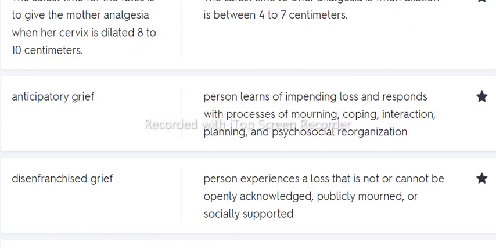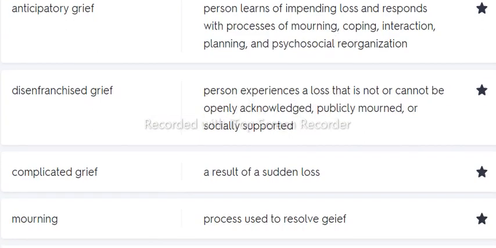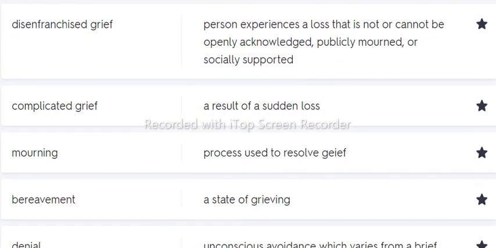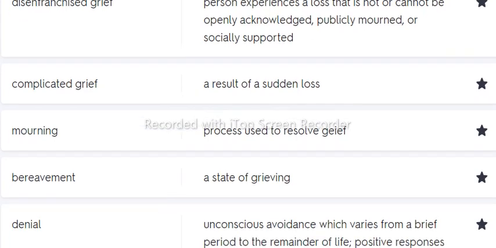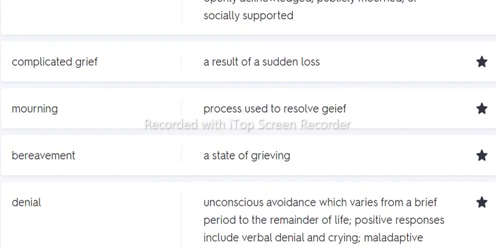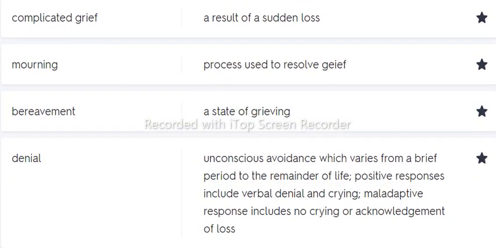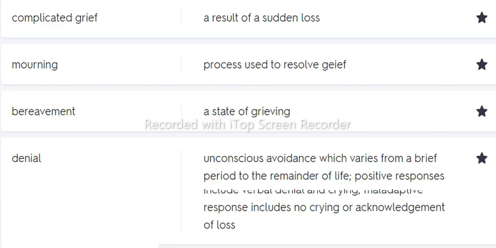Anticipatory grief: person learns of impending loss and responds with processes of mourning, coping, interaction, planning, and psychosocial reorganization. Disenfranchised grief: person experiences a loss that is not or cannot be openly acknowledged, publicly mourned, or socially supported. Complicated grief: a result of a sudden loss. Mourning: process used to resolve grief. Bereavement: a state of grieving.